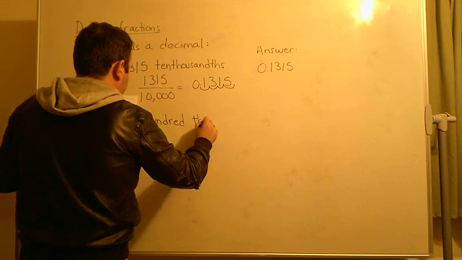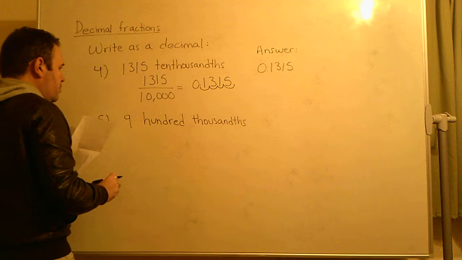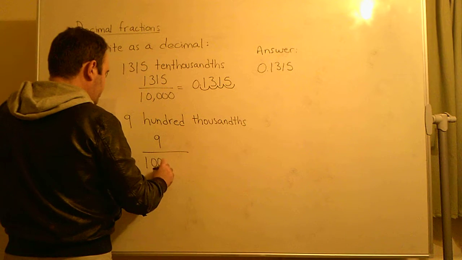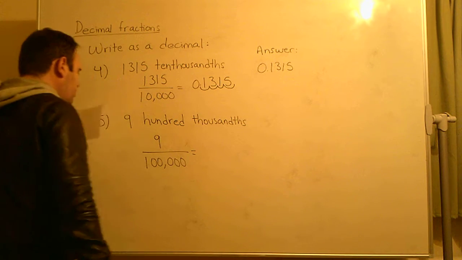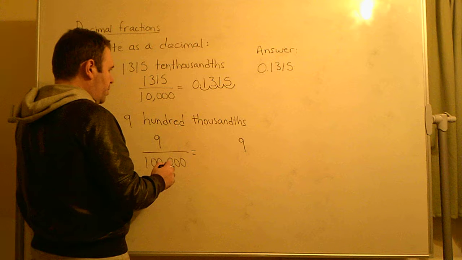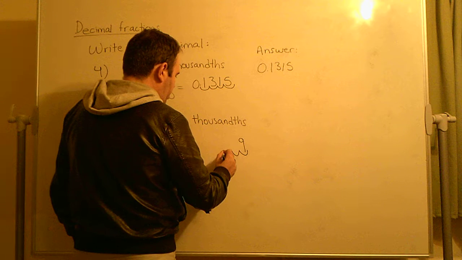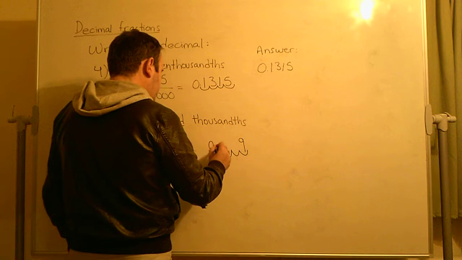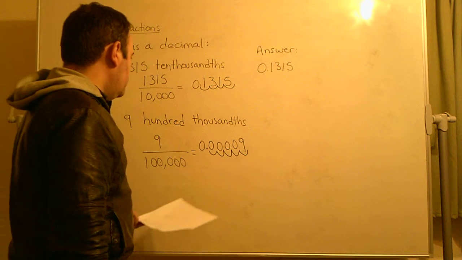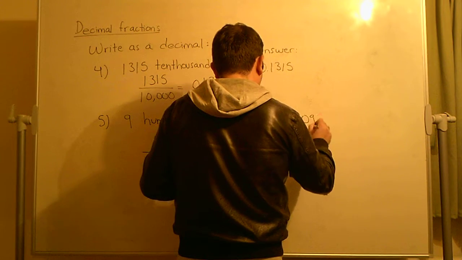900,000. So we write down 9 and then we divide it by 100,000. So we start with the 9 here. Then how many places do we need to move the decimal point? 1, 2, 3, 4, 5. So 1, 2, 3, 4, 5. So the answer would be 0.00009.